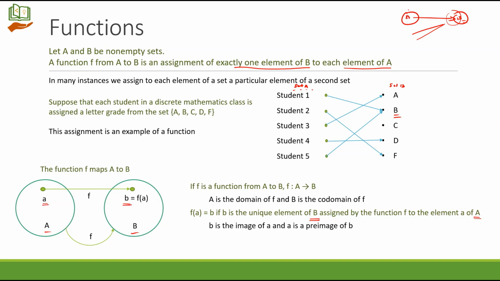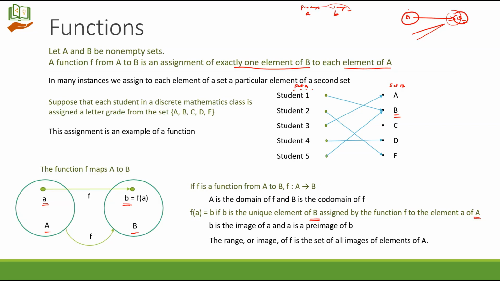Here b is the image of a and a is the pre-image of b. So let's take the mapping of a and b like this. If this is going to be the image, then this will be the pre-image. So what is b here? It is the image of a. What is a here? It is the pre-image of b.